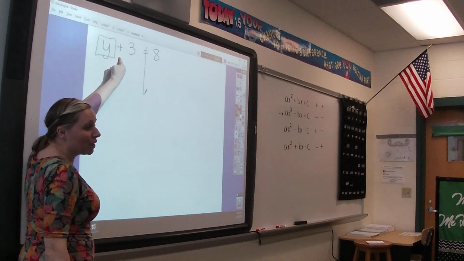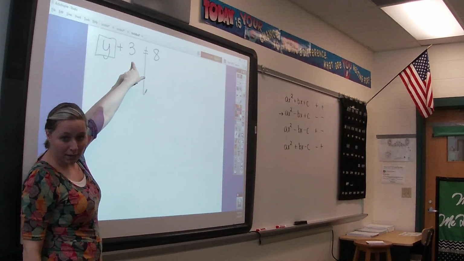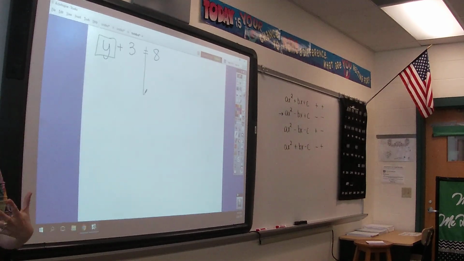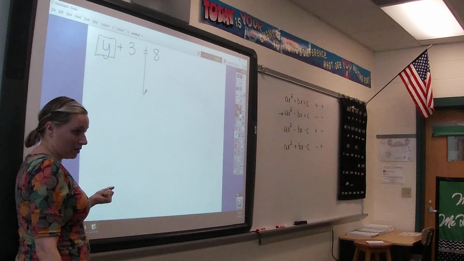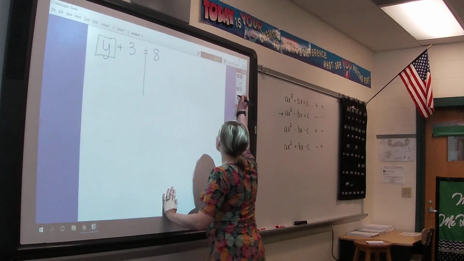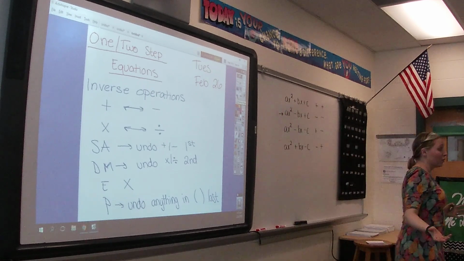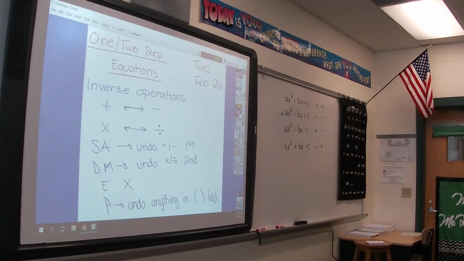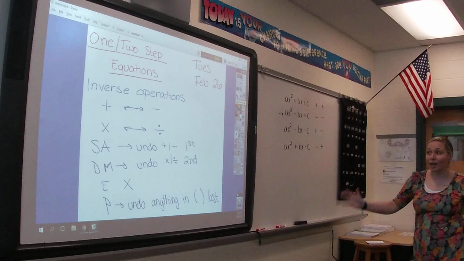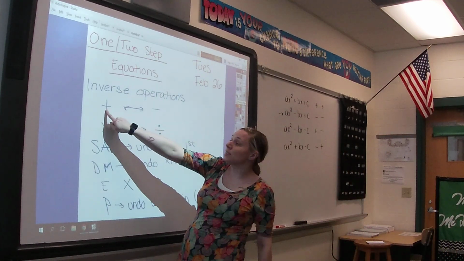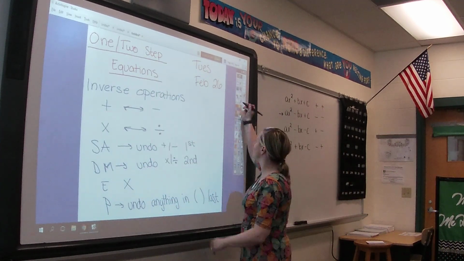This says that we are adding 3 to y. So what operation did we say was the inverse of addition? Subtraction, right? If you're not for sure, keep this list handy. And it's okay if you're not for sure. We have people across the board in tons of different places. It's okay. So our opposite or inverse of addition is subtraction.